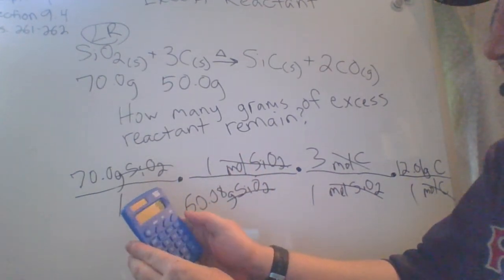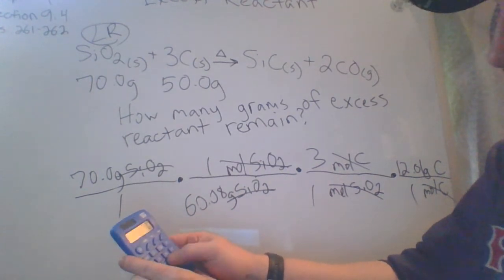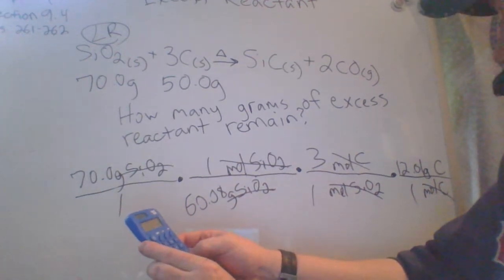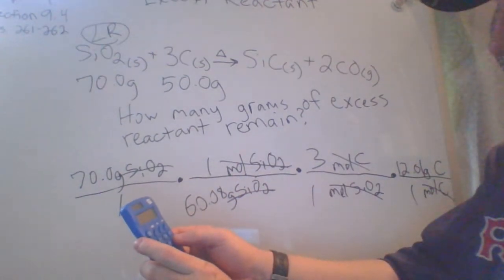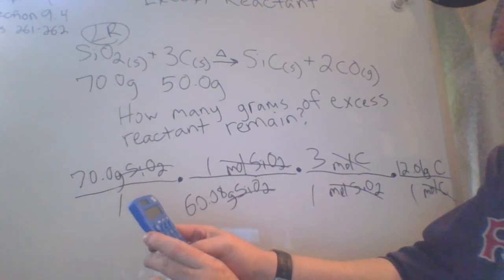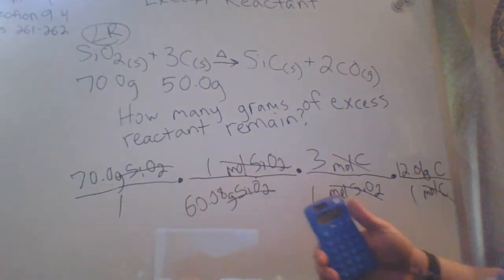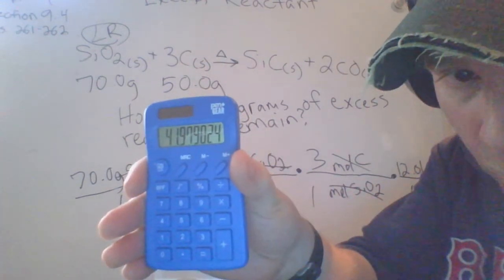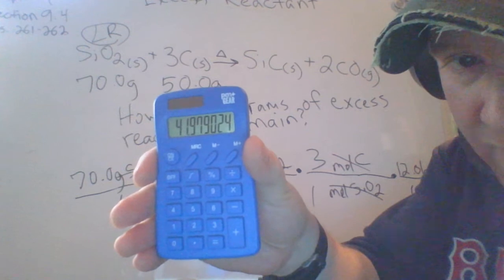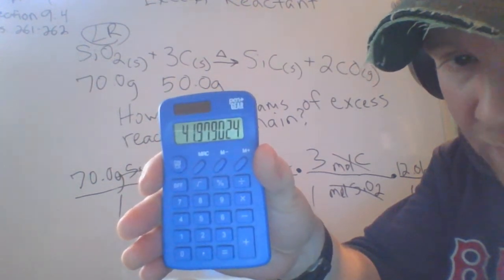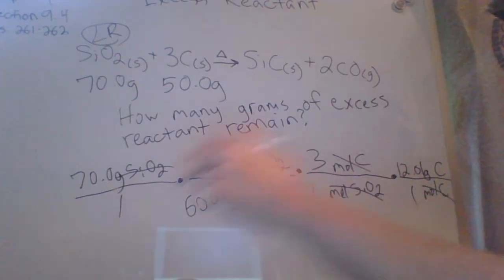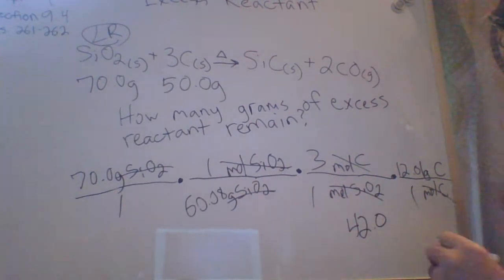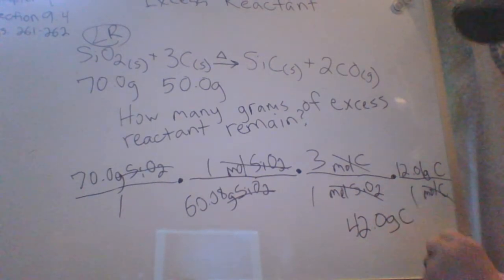70 divided by 60.08 times 3 times 12.01. And we get to 3 sig figs 41.97. So we have a rounding number of a 7 there. We're going to round that up. We're going to call it 42.0. And that is to 3 sig figs. 42.0 grams of carbon. And here's what I like to write.